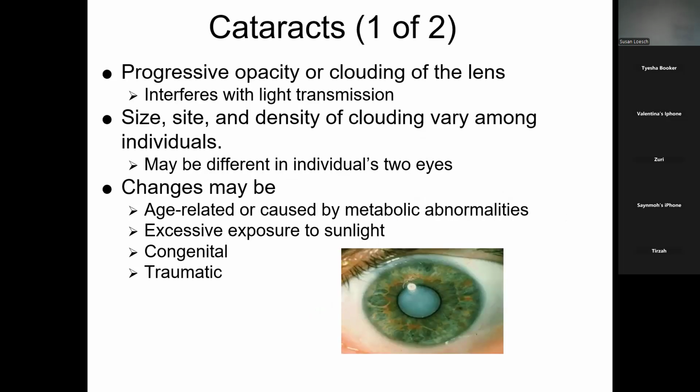With cataracts, the clear lens is becoming cloudy. It interferes with light transmission. Changes can be caused by degeneration due to aging, metabolic abnormalities like diabetes, excessive exposure to sunlight, congenital cataracts. This is usually something that they're born with, so that can be caused by an infection in mom. Traumatic cataracts because they had some sort of damage or injury to the eye.